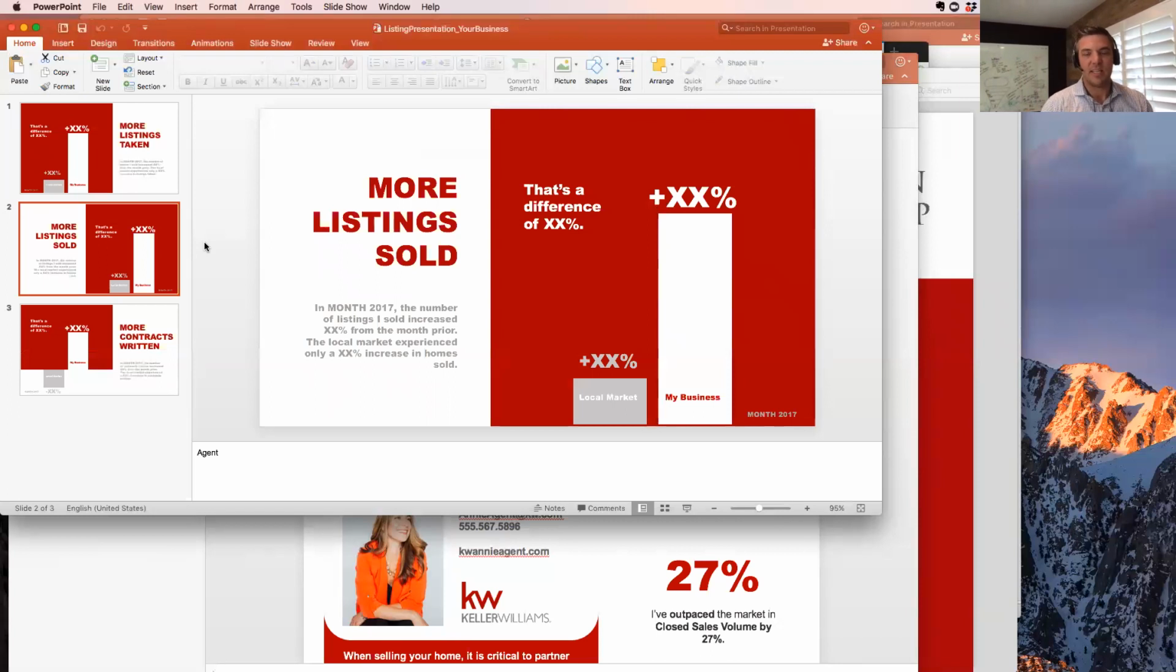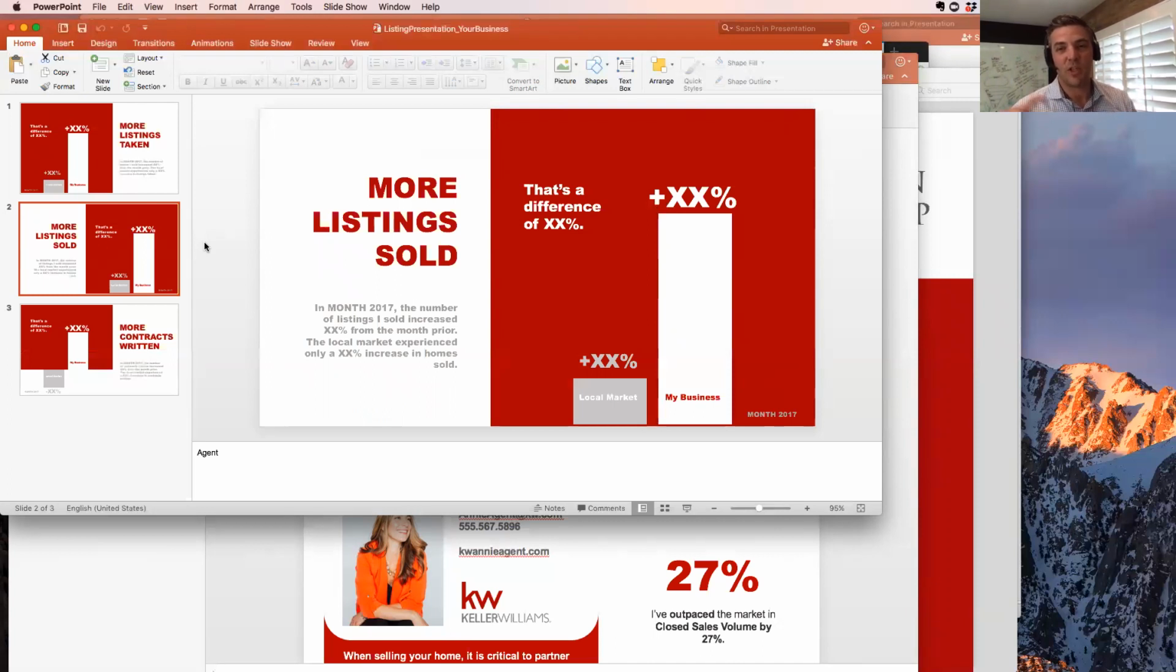Now, the couple statistics that I think are really critical right now to be talking about in your listing presentations is helping them understand what percentage of your listings sell compared to the market. Number 2 is, what is your sales price versus list price compared to the market? Number 3 is days on the market compared to the market. Number 4 is how are you performing compared to the market in listings taken, and how are you performing in listings sold compared to the market?